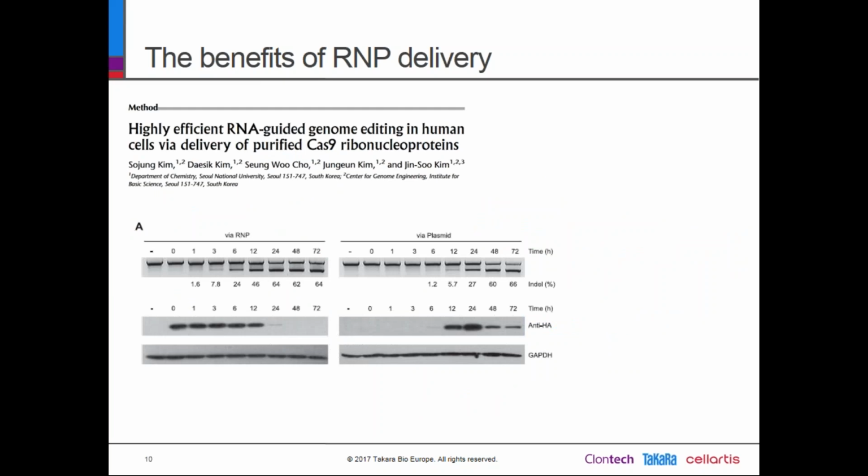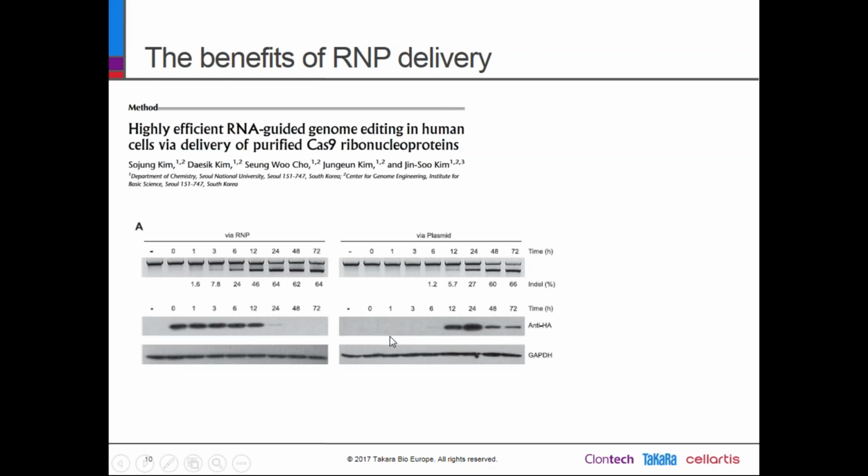So what the authors did is that they either electroporated Cas9 protein together with a guide RNA, or they did plasmid transfection. And what you can see here is that one difference is, of course, the time frame of the presence of the protein in the target cells. So when delivering Cas9 protein, you can see that the protein will be present very fast, but it will also be degraded very quickly. And after 24 hours, most of the Cas9 protein has been degraded.